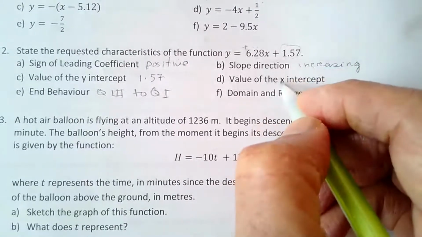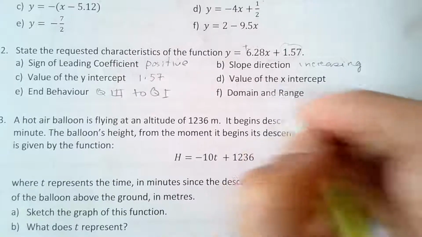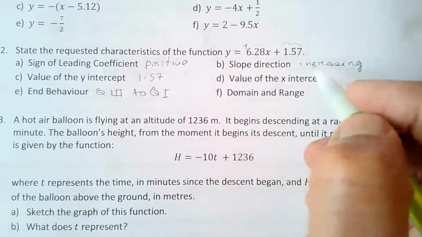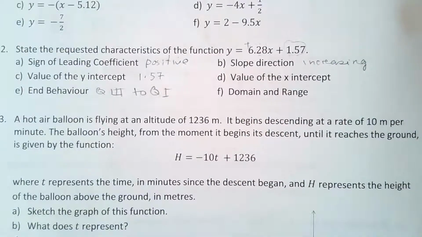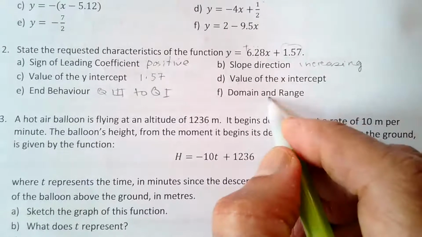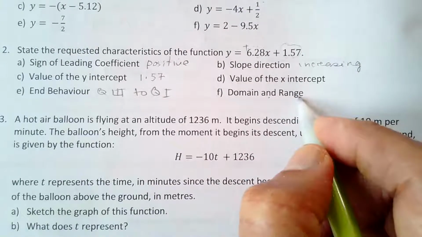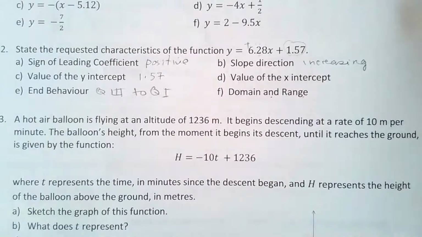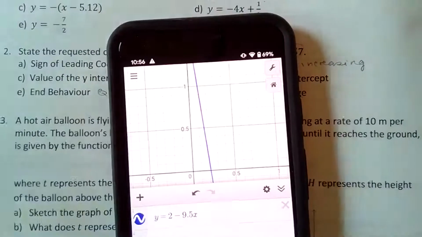Now the value of the x-intercept is very difficult to tell. Now the domain and range. There's no restriction, so this graph is going to the right forever and to the left forever. So the domain is all the real numbers and the range is all the real numbers. But let's look at it in your graphing calculator, and in this case, I'll use Desmos.